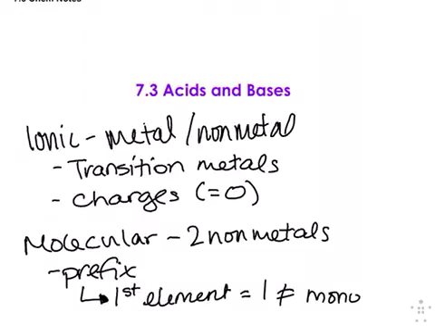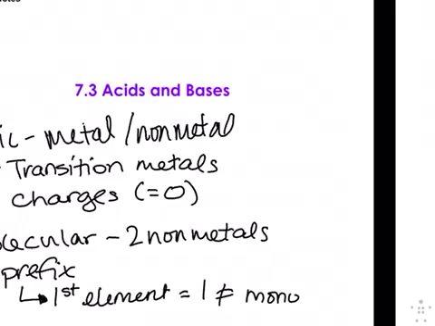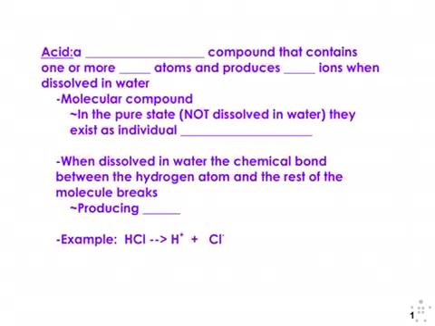So now we are going to take ionic and molecular compounds and apply them to acids and bases. Are we familiar with acids and bases? The words are familiar. We can come up with some pH kind of running through your head right now. Okay, good. So an acid is considered a molecular compound. So here you should be thinking charges or prefixes.